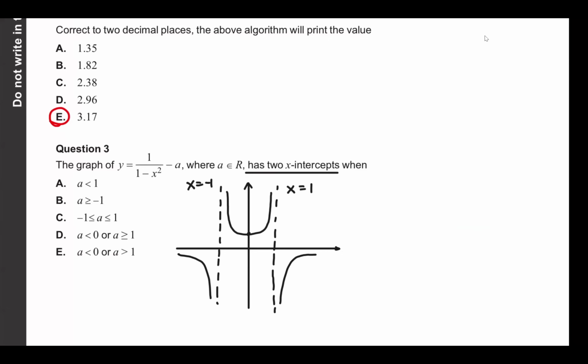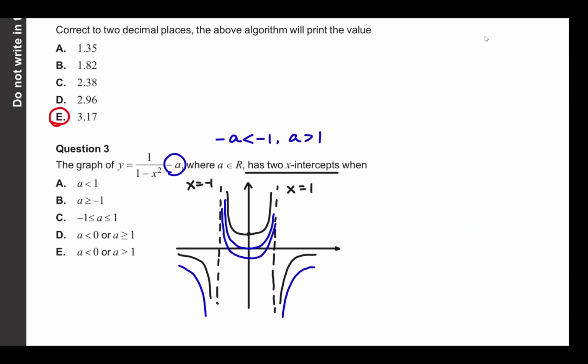Now, if you want to have 2 x-intercepts, you could consider, okay, once I push this down by a certain amount, this was 0, 1. And if you shift that down by 1 unit, let me use a different color. The outer branches will also be shifted down by 1 unit, and the horizontal asymptote will be shifted down by 1 unit. But we need 2 x-intercepts. It means we need to shift down by more than 1 unit. Notice that this is minus a, which means your minus a needs to be less than minus 1. So a is greater than 1.